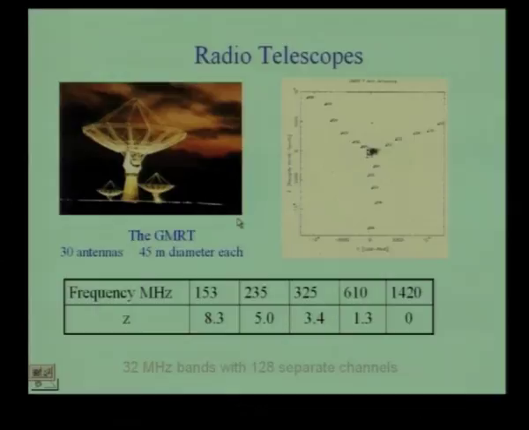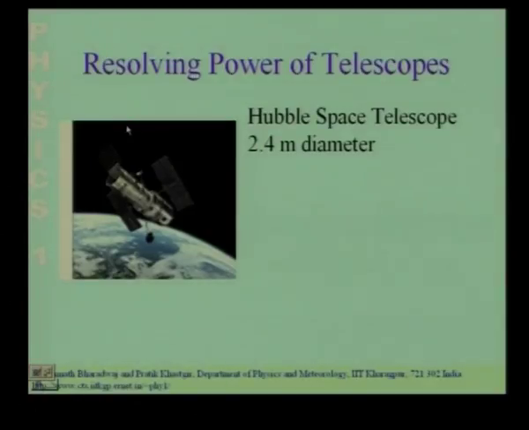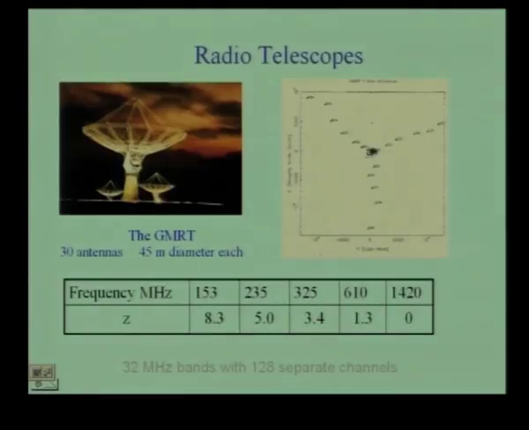Similarly, this shows you the Giant Metrewave Radio Telescope, GMRT, about which I have told you earlier. This works at radio wavelengths, while the Hubble Space Telescope works around the optical wavelength. Only the waves incident on this circular aperture get collected. The waves that come beyond this are not collected. The GMRT has an aperture of diameter 45 meters. What is the implication of this?